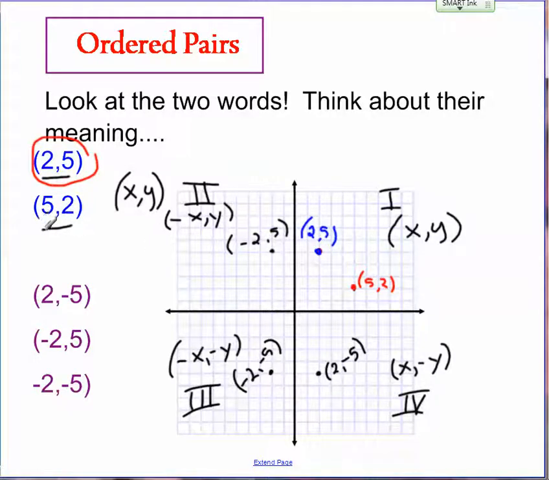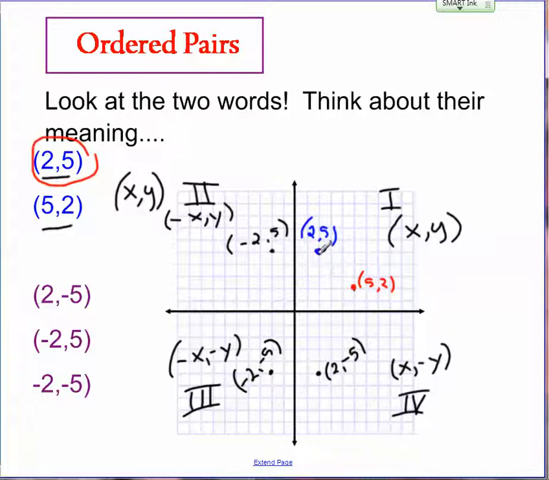5, 2 is a different ordered pair. I begin at the origin, and now I go 5 to the right and up 2. So the first number tells how far I go to the right if it's positive, and I need a way to know to go to the left. So the opposite of the right is the left, the opposite of a positive is a negative. So if I want to go to the left, then I have to have a negative value for x.